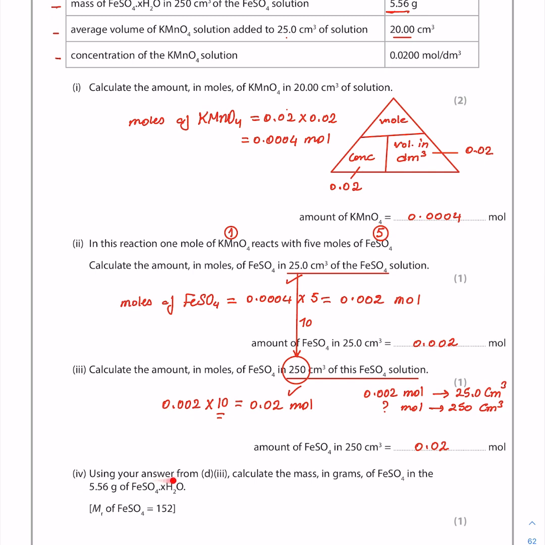IV: use your answer from D triple I and the mass in grams. Calculate the mass in grams of iron sulfate in 5.56 gram of FeSO4.xH2O. To get the mass, I need the moles and the Mr. The moles are what I got in D triple I, 0.02, and I need the Mr, which they gave me as 152.